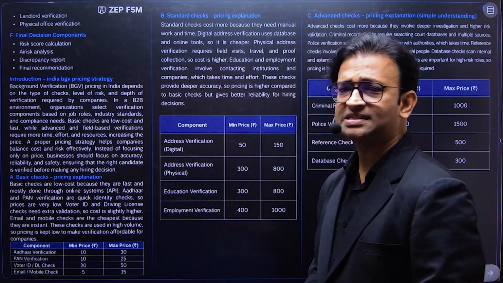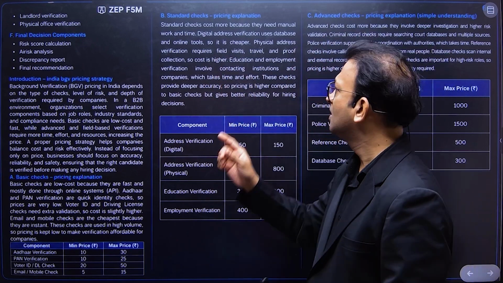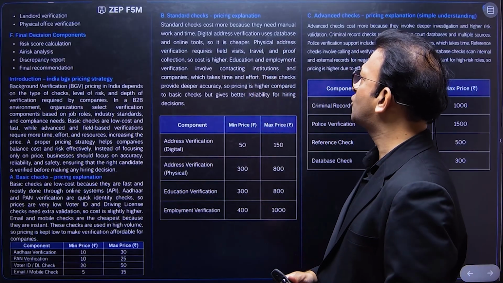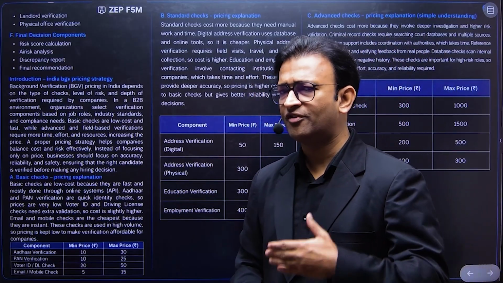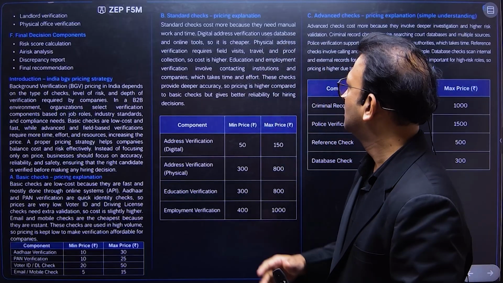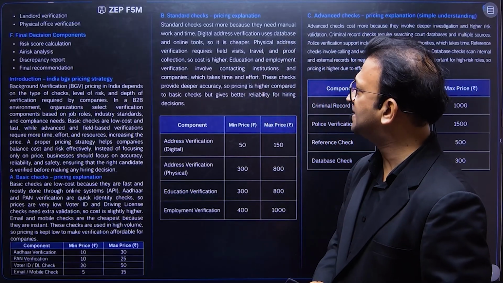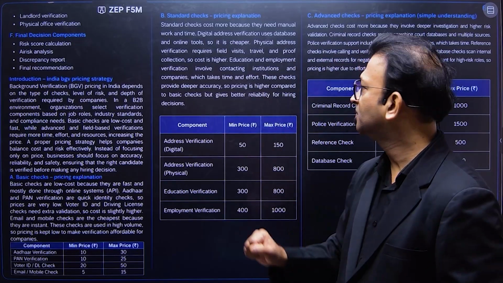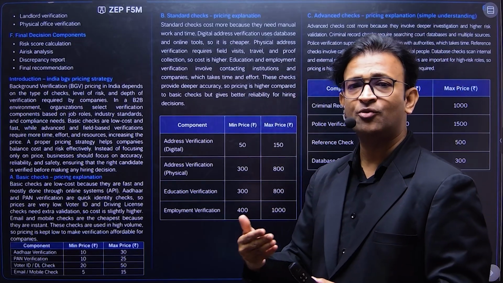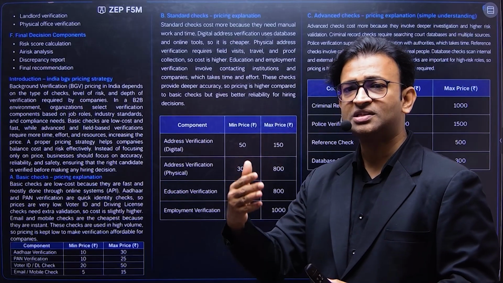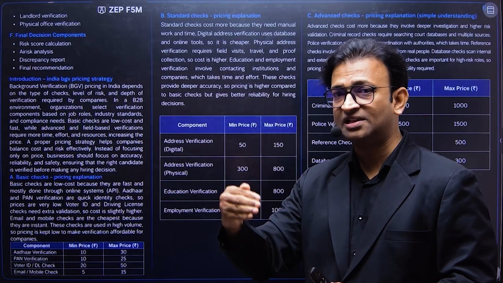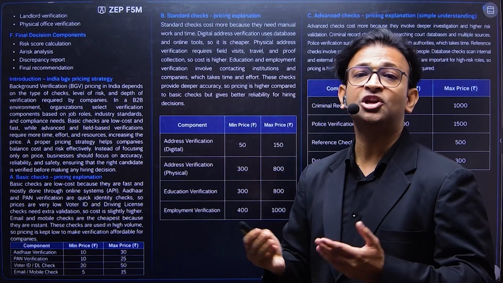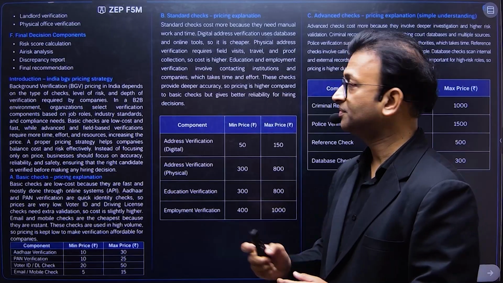Coming to standard checks and the pricing explanations, here also the basic formula applies. Standard checks cost more because they need a lot of manual work and time. Digital address verification uses databases and online tools, so it is cheaper. Physical address verification requires off-site, not online, mind you, physical visits by the field executive, travel and proof collection, so the cost is generally higher.